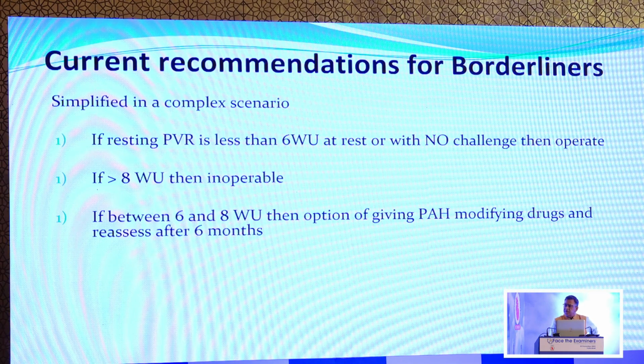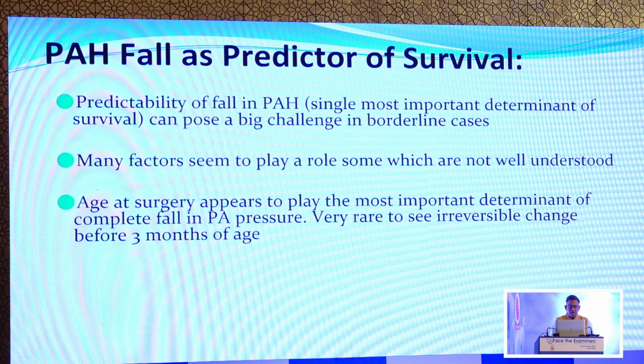They say that if it is less than 3 units, you operate; in 3 to 5, you wait. But here, let us say that up to 6 units you operate. If it is 8 units, you don't operate. And in between, from 6 to 8, you give pH-modifying drugs, bosentan or PDE5 inhibitors, whichever you want to give, and then wait, reassess, and then operate. That is important.